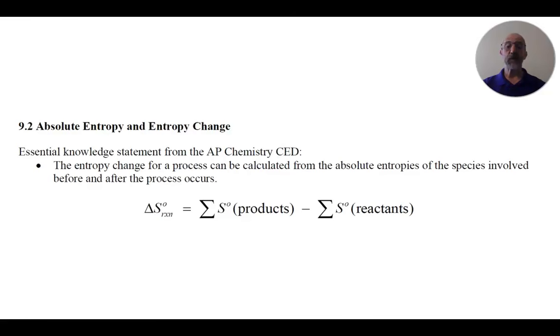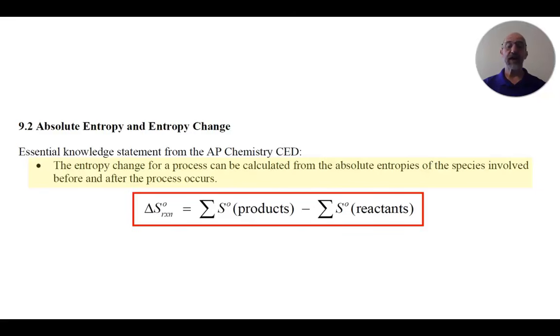This is topic 9.2, absolute entropy and entropy change. Here is a relatively brief essential knowledge statement from the AP Chemistry course and exam description. The entropy change for a process can be calculated from the absolute entropies of the species involved before and after the process occurs. So if you are given a table on the AP Chemistry exam with values for the absolute molar entropy of various substances, then you would use the following equation.